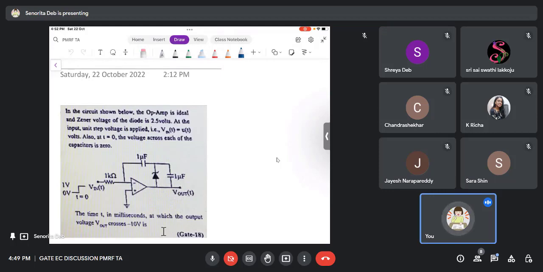So the earlier one that you had seen, it was actually a precision rectifier. So with the op-amp, when a diode is used, it is called a precision rectifier. You would have heard it.